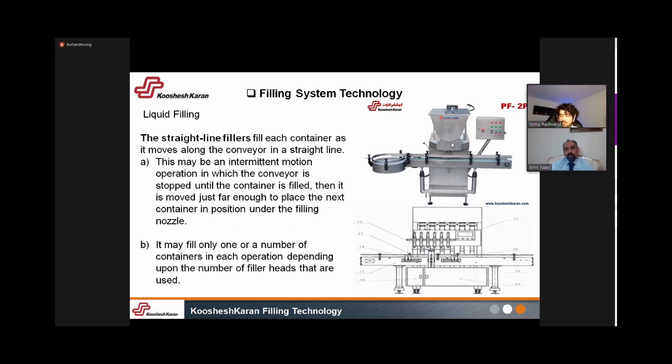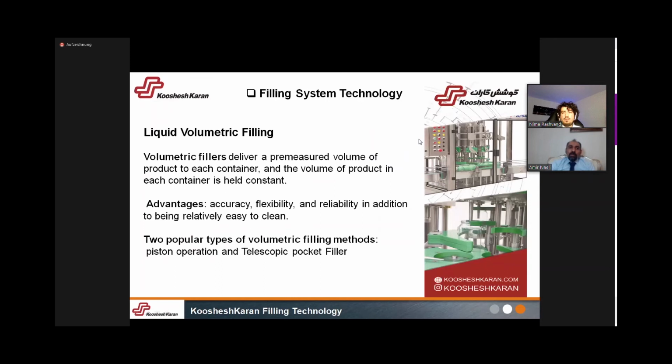Now we speak about liquid volumetric filling. Volumetric fillers deliver a pre-measured volume of the product to each container, and the volume of product in each container is held constant. The advantage of this volumetric filling is accuracy, flexibility, and reliability, in addition to being easy to clean. Also, two popular types of volumetric filling method are piston operating and telescopic pocket filler.